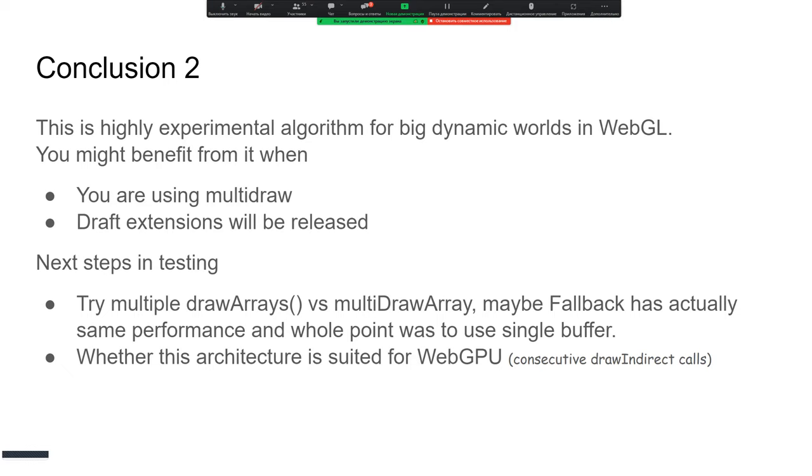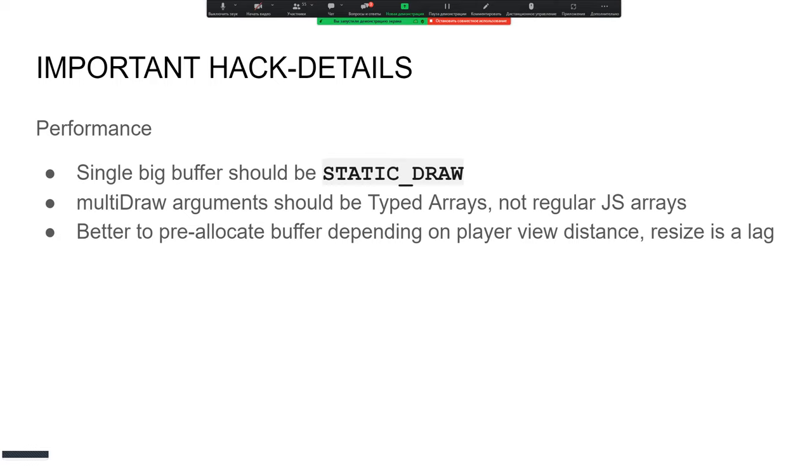And there are important details. The static draw parameter when you create the buffer is actually important. If you don't specify it, your performance will die. Your performance will also die if you don't use typed arrays when passing them to multi-draw. Also, a 100 megabyte buffer resize is slow. You have to time it right, based on the player's view distance or something.